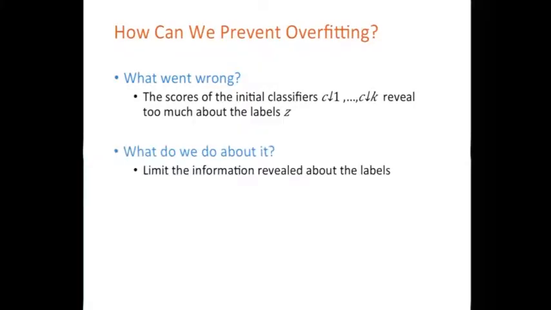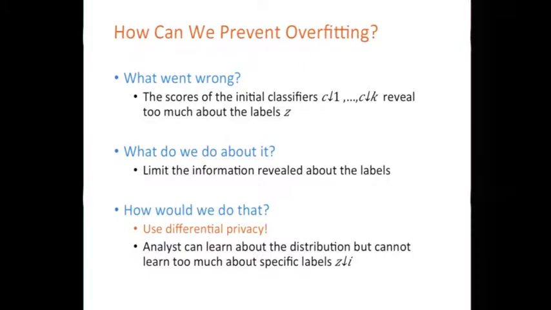So the natural solution is to try to limit the information revealed about the labels. And the way that we're going to do that, unsurprisingly, is to use differential privacy, which is designed for exactly this purpose. It's designed to allow me to learn general trends that I can use to predict labels, but hide information about specific labels. So if this were a much longer, more technical talk, I would start giving you some theorems now. But instead, I just want to show you an example.